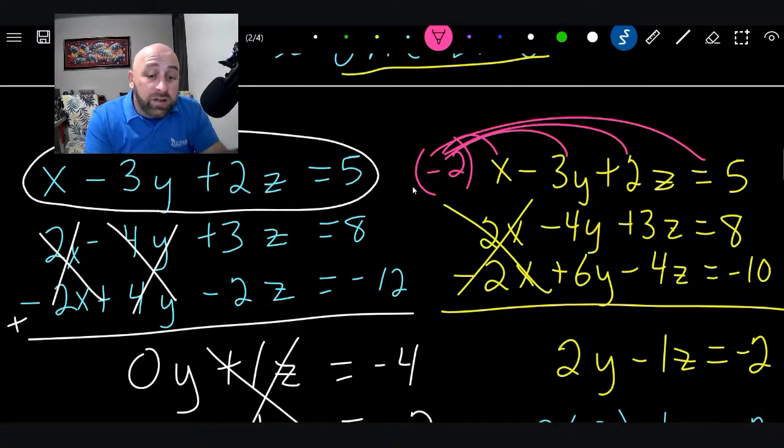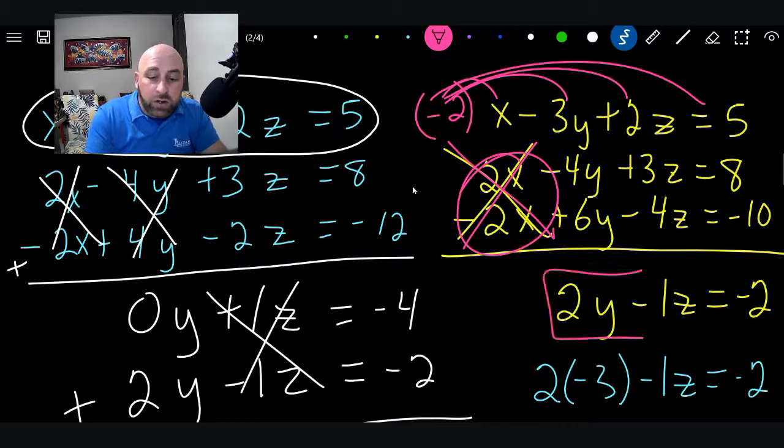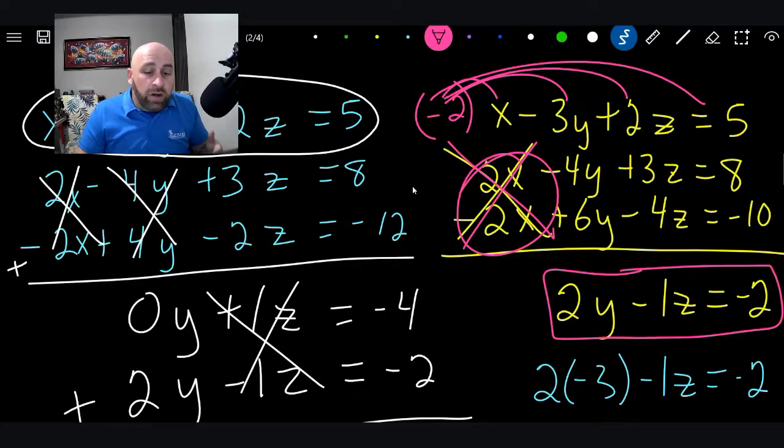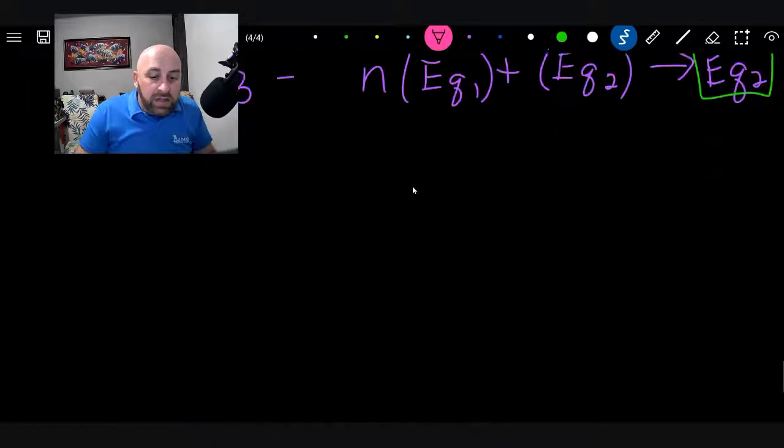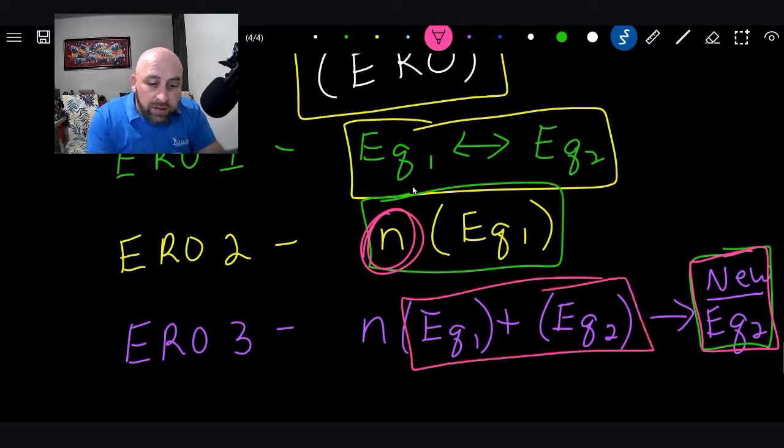What did that do? That created a brand new equation. Then what did I do? Then I did ERO3. What was ERO3? Well, I canceled out my x, and then I got a new equation. That new equation is your EQ2 down here. Your new EQ2. That's what you get when you cancel out by multiplying by a number. You cancel it out. That's right there in ERO3. You get the new equation.